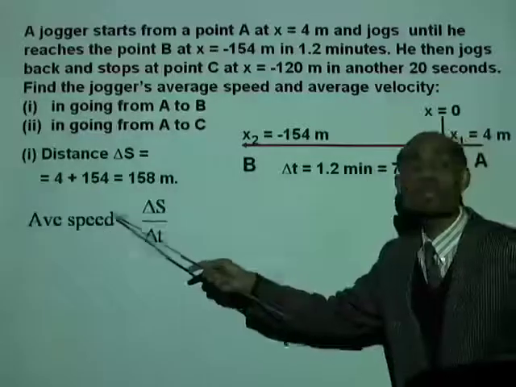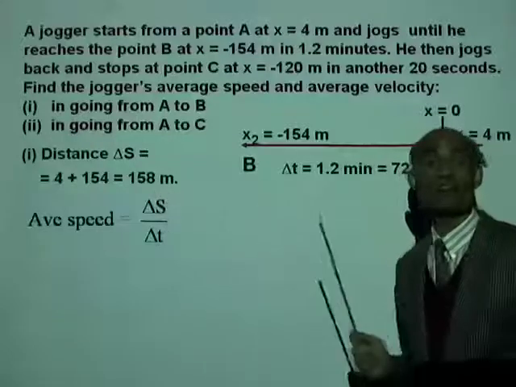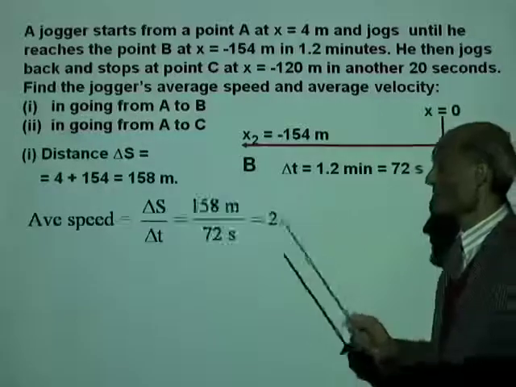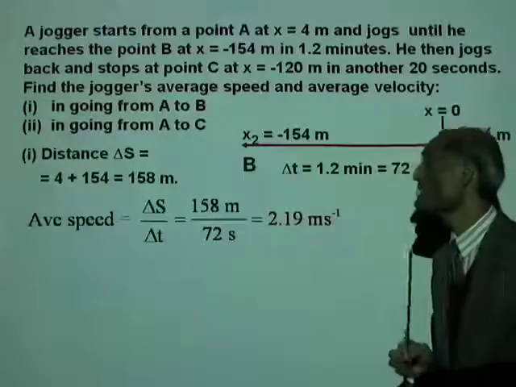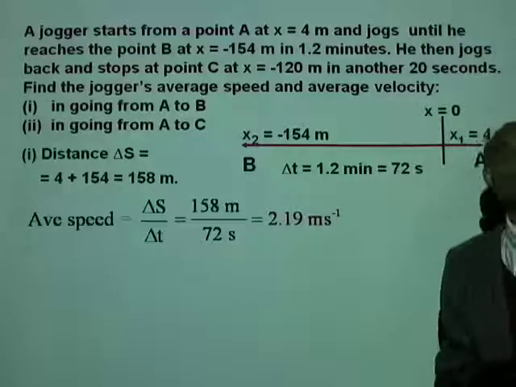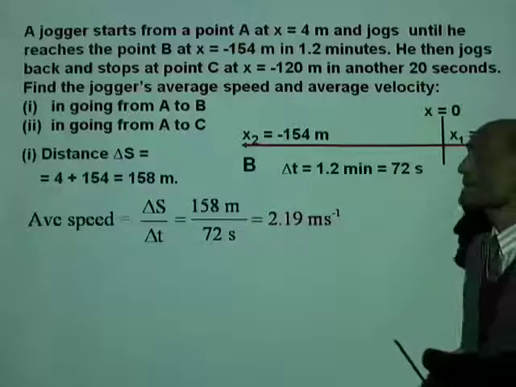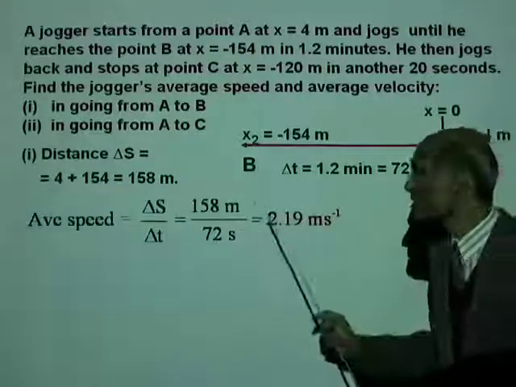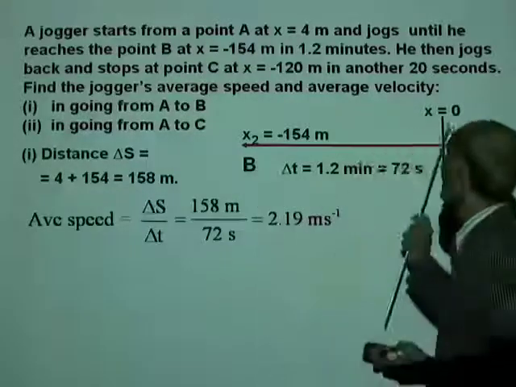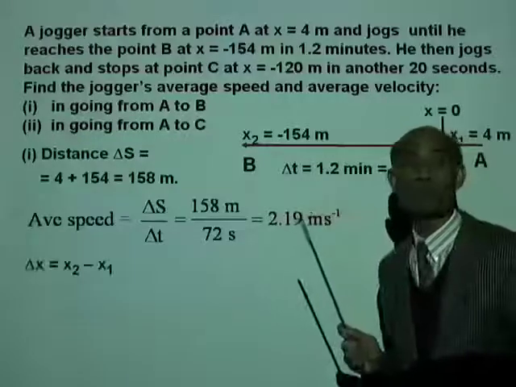The average speed is delta S divided by delta T. And that will be 158 meter divided by 72 seconds. That is 2.19 meter per second. That is his average speed in going from A to B.